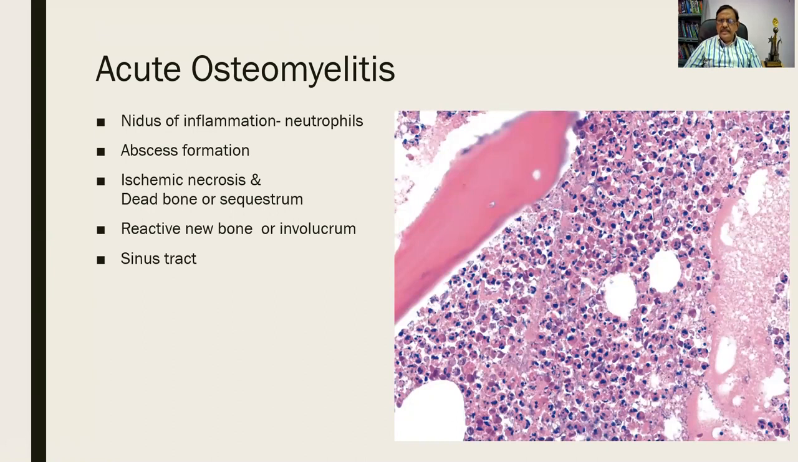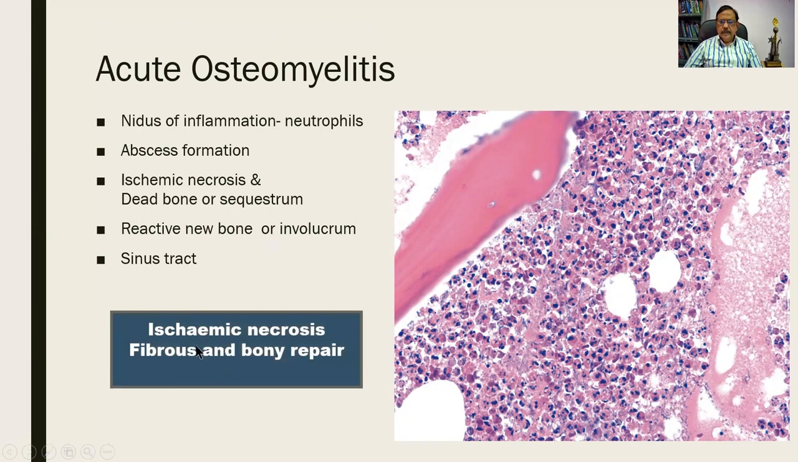And as it enlarges, it causes compression of the blood vessels leading to ischemic necrosis. Ischemic necrosis. And ultimately, there is the formation of a dead bone or sequestrum. So, nidus of infection, neutrophils, abscess formation, sequestrum. And in reaction to that, there will be a new bone formed, and that is called the involucrum. Please remember sequestrum and involucrum. A sinus tract is formed by which the patient will typically complain of discharge of bony chips. Ischemic necrosis, fibrosis, and bony repair.